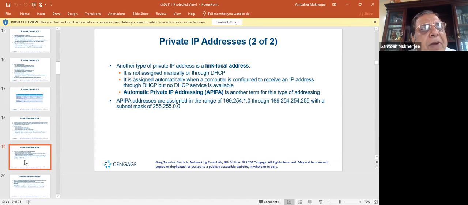Usually the private network address is a subnet. When we have a subnet, then we use private networks with a specific IP address, which I mentioned. It is assigned automatically, not manually through DHCP, and it takes the IP address of the host and configures itself. Automatic private IP addressing is another term for this type of addressing. It is called APIPA. The private network automatically finds the address in association with the host address.